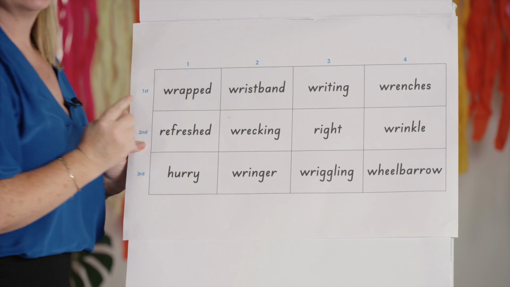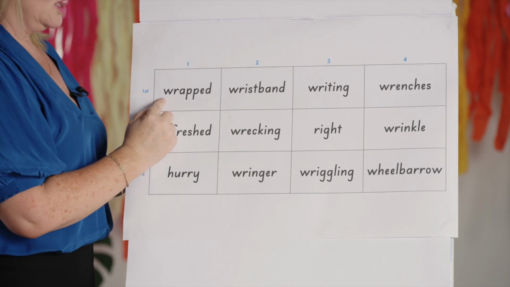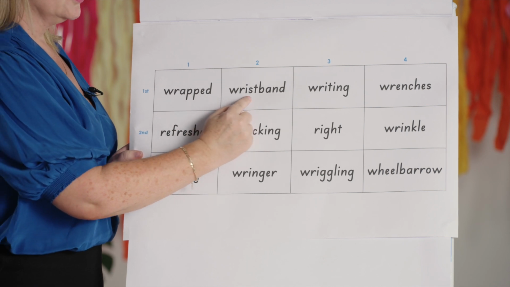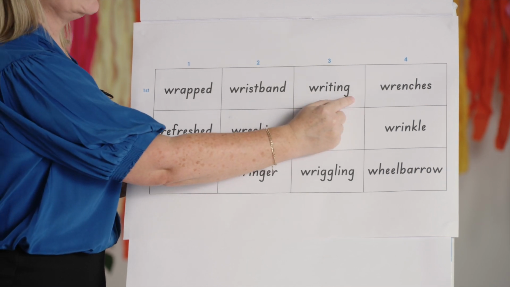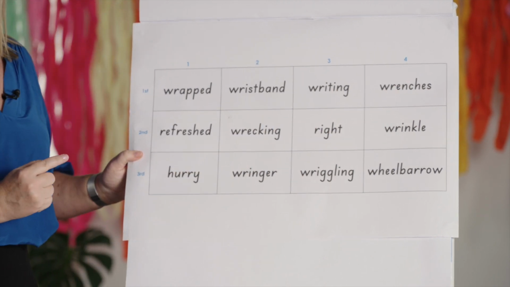Wrenches. Okay, let's just read through those words just on the top line together. Ready? Wrapped, wristband, writing, wrenches. Second row.